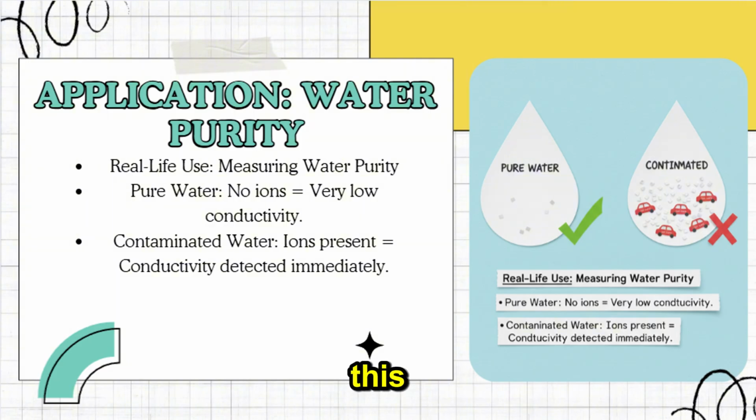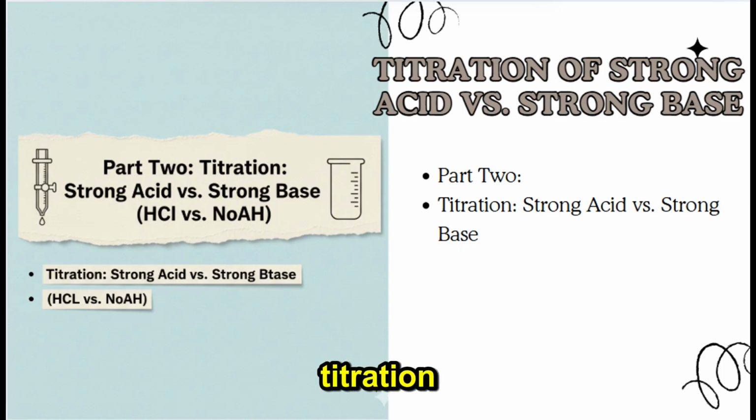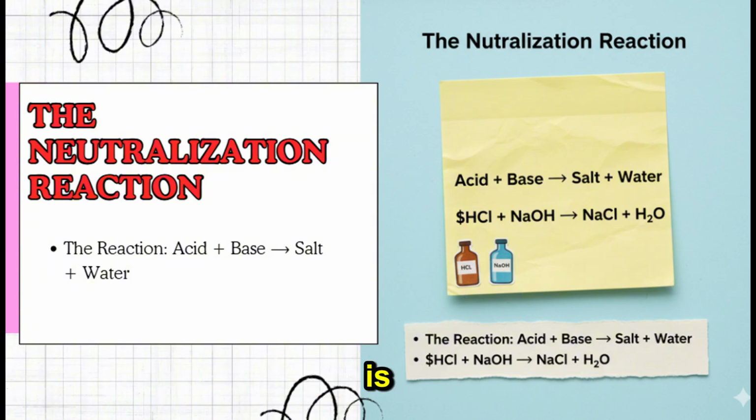Now, let's put this idea to work in a real titration. We're going to slowly add a strong base, sodium hydroxide, or NaOH, to a beaker of a strong acid, hydrochloric acid, or HCl. The chemical reaction happening is a simple neutralization. An acid and a base react to form salt and water.